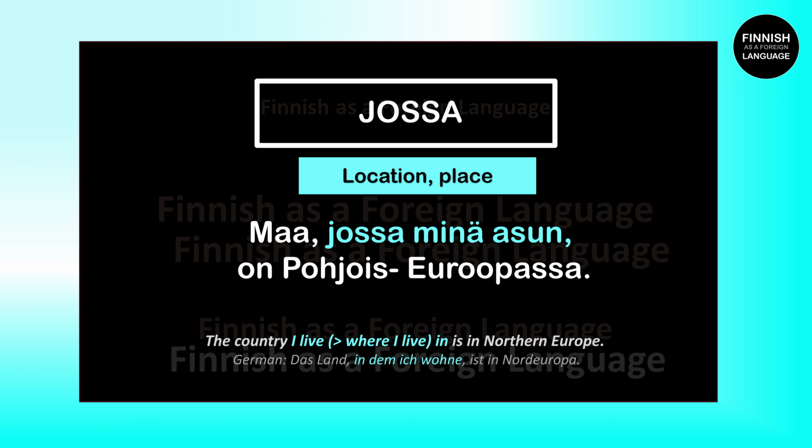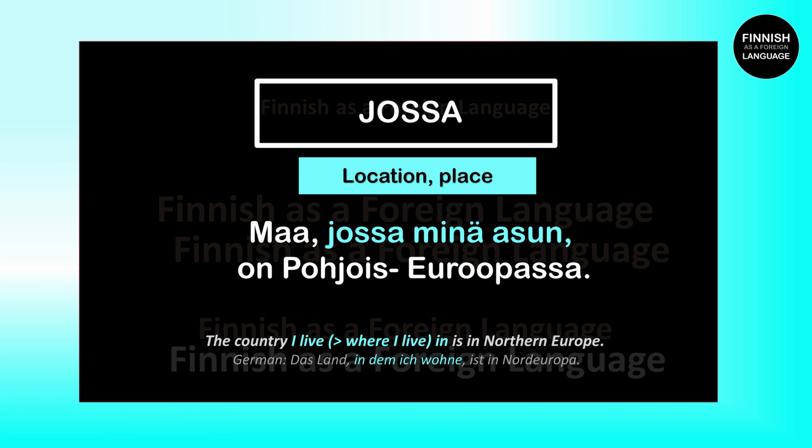So we use jossa here because the verb asua, which means to live, goes with the inessive case. So jossa means in which, and it refers here to maa, which is country in English, telling where I live. So let's repeat again. Maa, jossa minä asun, on Pohjois-Euroopassa. In English, the country I live in is in Northern Europe.